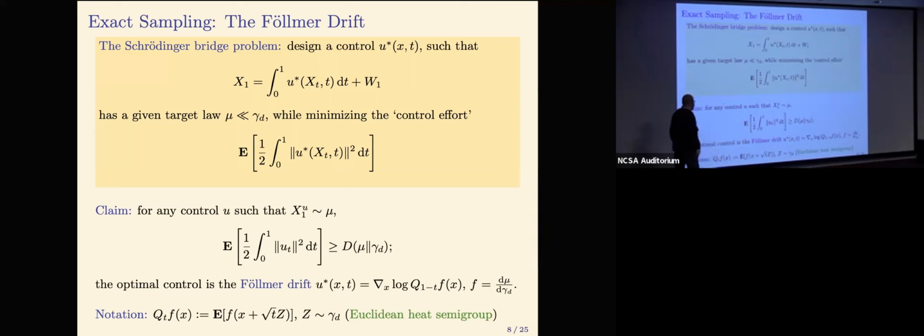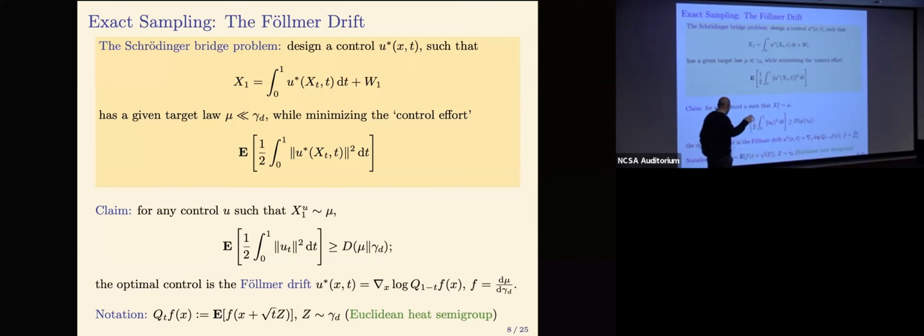And these are not new results. It's just that in our case they follow very cleanly from this control formulation. So here the first claim is that for any control, let's consider all possible controls, all possible prescriptions of these forces that give you your target distribution at t equals 1, you can actually show that there's a lower bound on the control effort needed to do this. And this lower bound is given by the KL divergence between the target and the Gaussian. And it turns out that there is a control that actually achieves this exactly. And it looks like this: gradient with respect to x of log of Q_{1-t} f of x.